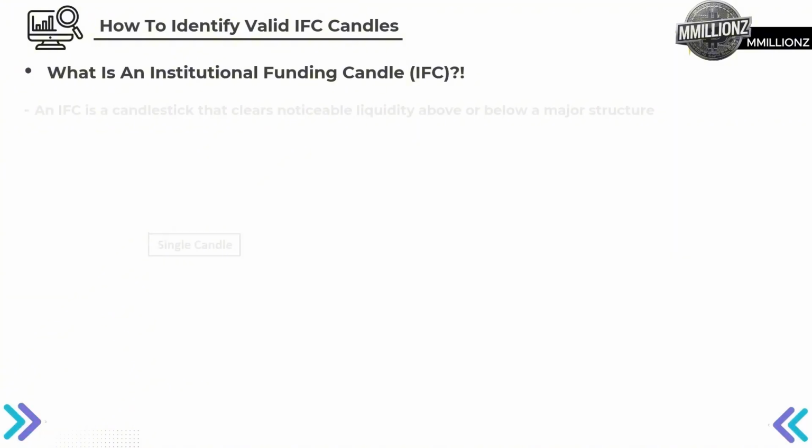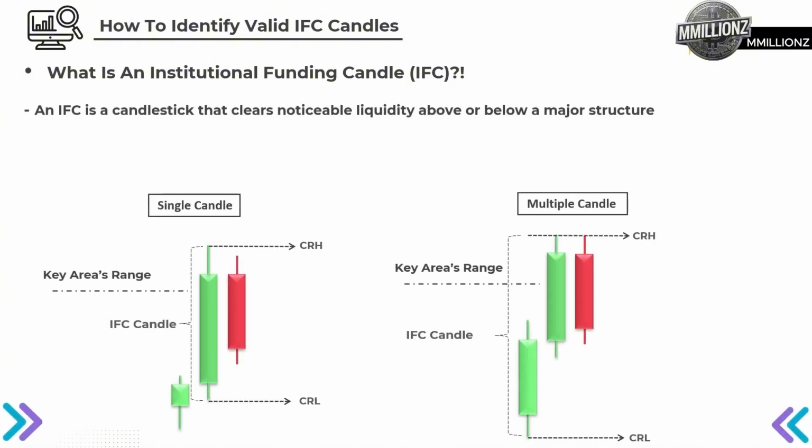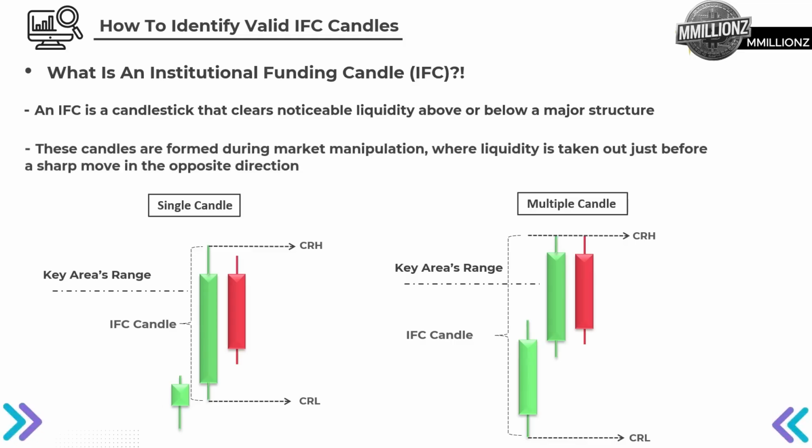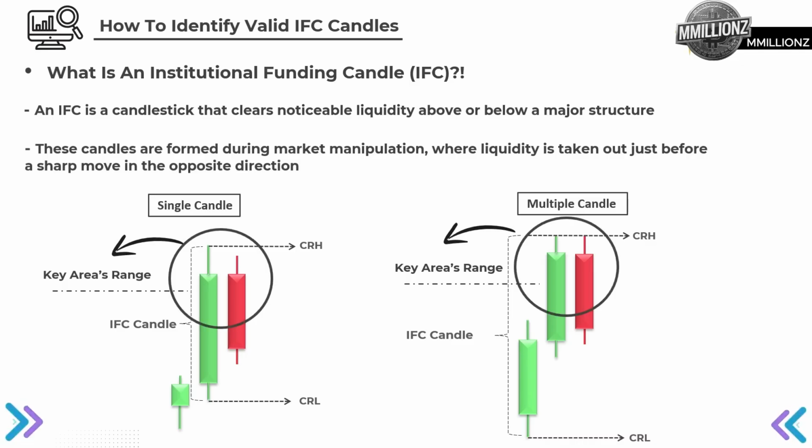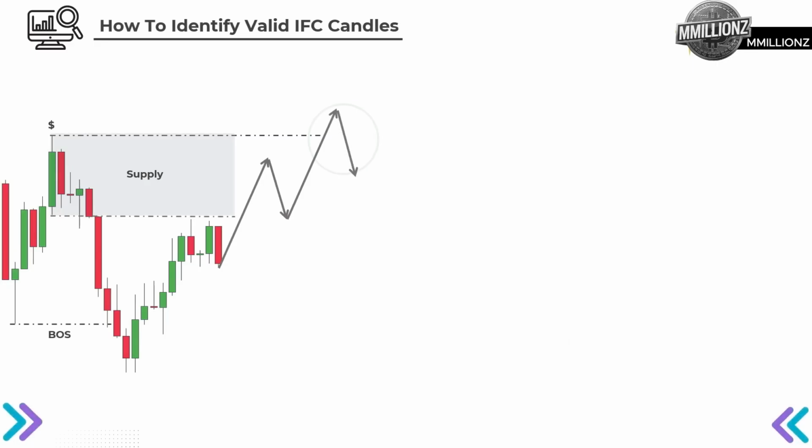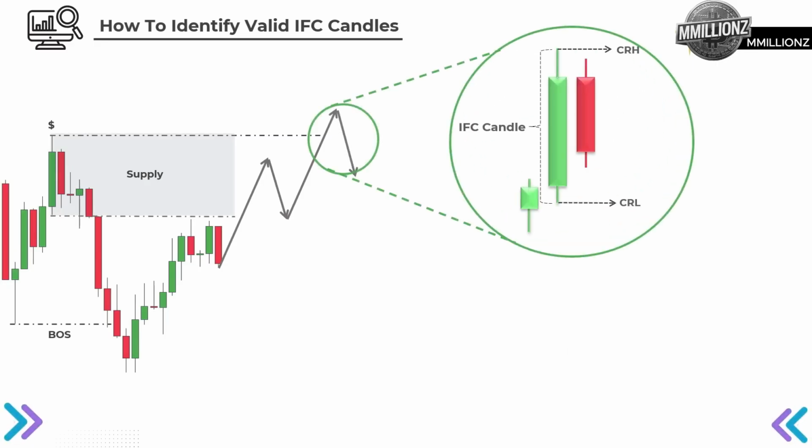So, what is an institutional funding candle? An IFC is a candlestick, or series of candles, that clears noticeable liquidity above or below a major structure. These candles are formed during market manipulation, where liquidity is taken out just before a sharp move in the opposite direction. In simple terms, an IFC occurs when price takes out a key structure, and then quickly returns to the range of that structure, before continuing in the smart money's intended direction.